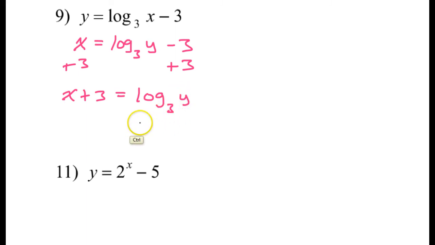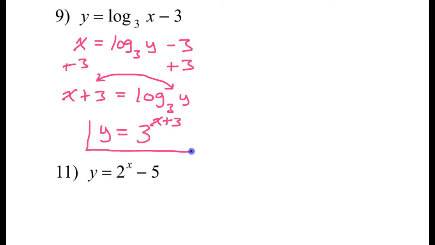Now it's time to change the form. So start with the base. Now everything else is going to switch sides. So the y is going to come over here to the left, and the x plus 3 is going to go to the right and become the exponent. So this is the final answer.